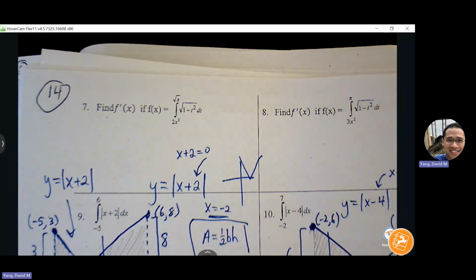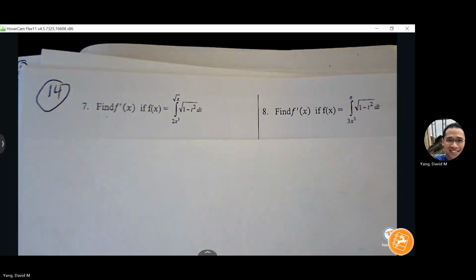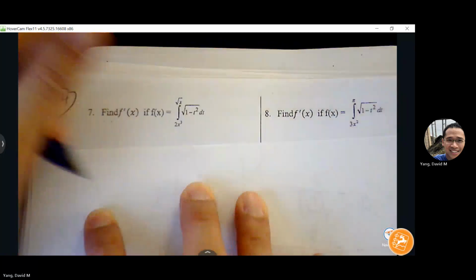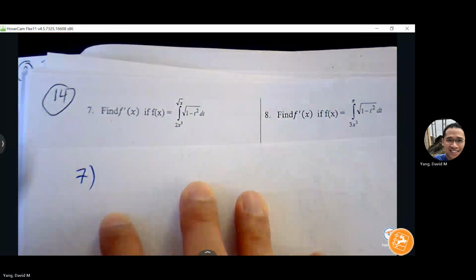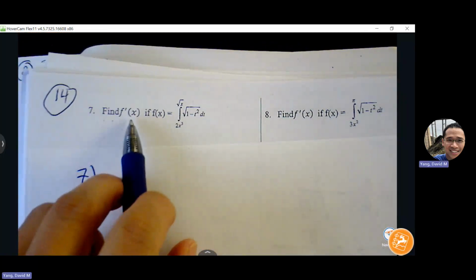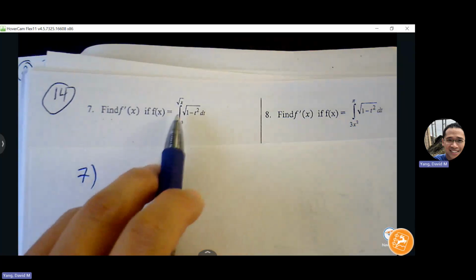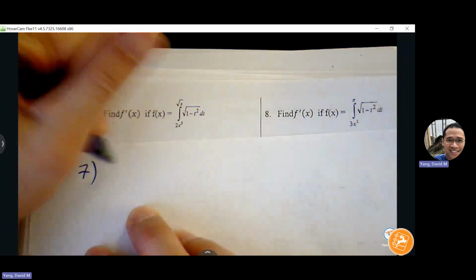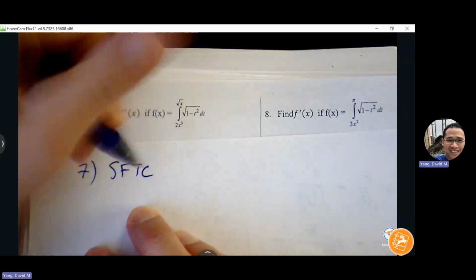Okay, let's try number 7. It says find the derivative of this function. So I want to find the derivative of something that has an integral in it. So it's going to be something involving second theorem here.